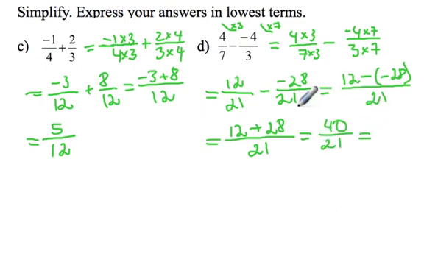Now we're asked to express our answer in lowest terms. So how many full times does 21 fit into 40? It goes in once, and then there's leftover, and that's 19, if I subtract 40 take away 21 once. So we have 19 over 21. So 1 and 19 over 21.